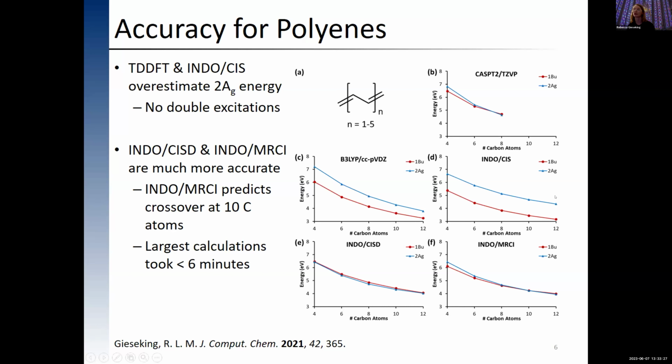INDO CIS, of course, is going to also have the same failing, but if we go to CISD or MRCI, various ways of including these higher level excitations, then we get much, much better behavior. You get those two states that are much closer in energy. And then with the MRCI, we actually do get that crossover between the 1Bu and the 2Ag states. So in this case, we get the crossover at 10 atoms instead of 8, but for a calculation that's sub 6 minutes compared to, I don't want to know how many hours for your CASPT2, I think that's still pretty good performance.